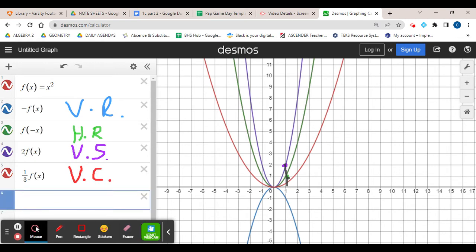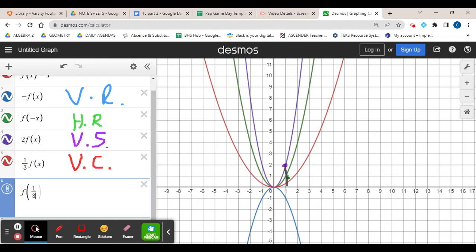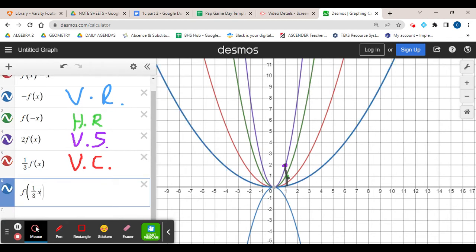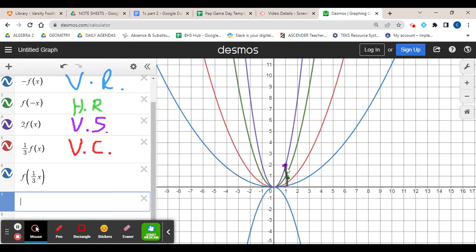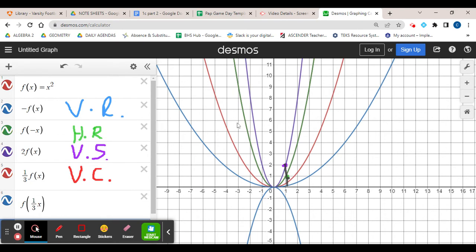All right. So now let's talk about a horizontal stretch. So let's say we have a horizontal stretch of f of 1/3 x. Again, the red one here is our original function, our original f of x. And here we're horizontally stretching it by a factor of 3. That's going to be a horizontal stretch.